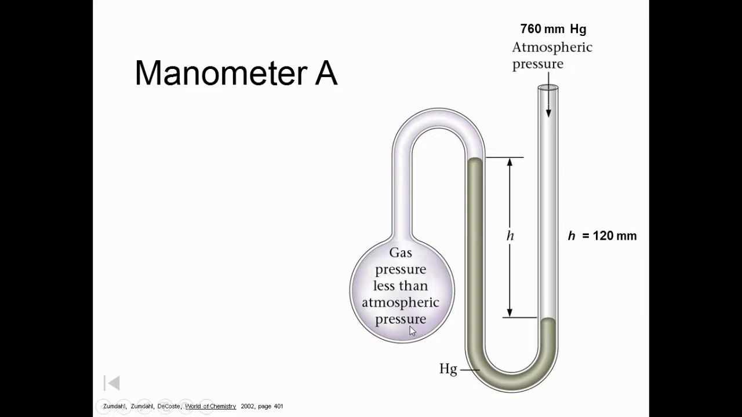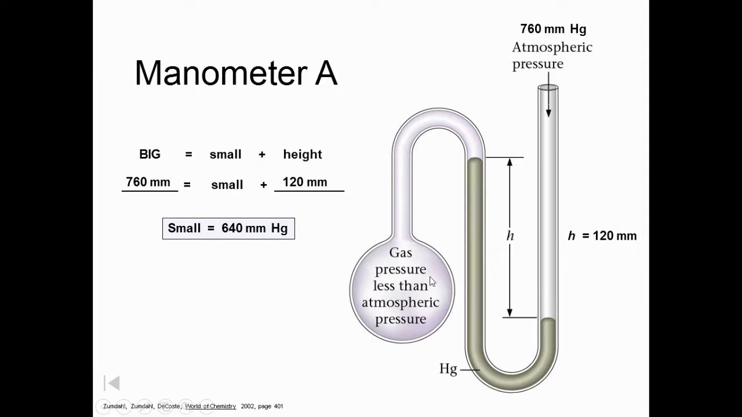Now, if the height difference between these is 120 millimeters and the atmosphere is 760, let's think about the formula. Big equals small plus height. So the big pressure here must be the 760, so we can add that in. And the height is 120, so if we go big minus height, we'll get the small pressure. So the pressure in the confined gas, in this case, must be 640 millimeters of mercury.